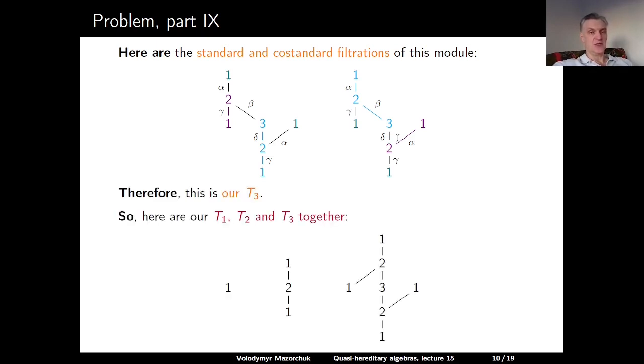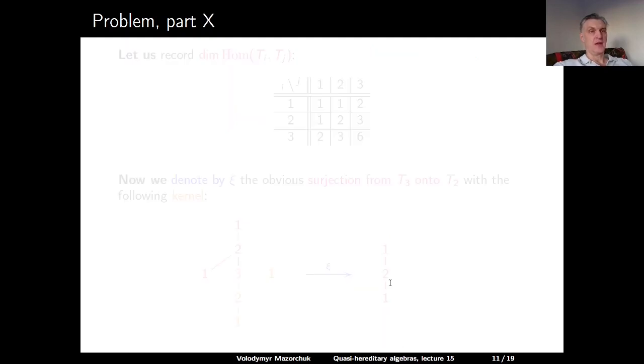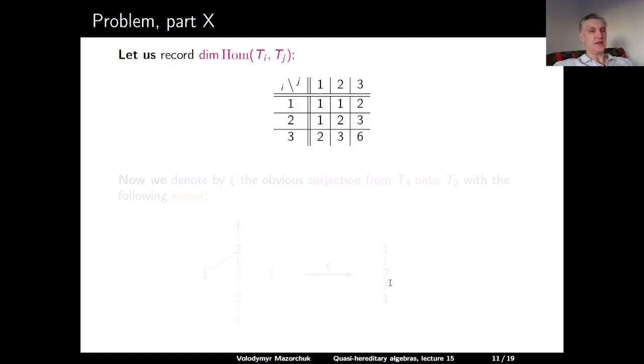So here are our T1, T2, and T3 drawn together. T1 is simple, T2 has 1 on top, 1 in the circle, and 2 in the middle, and T3 is this complicated module. It has T2 on top, T2 in the bottom, and 3 here in the middle. Okay. We can now record the dimension of the Hom spaces between the individual Ti's and Tj's.